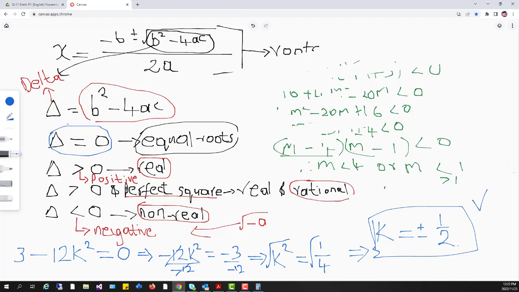All right, so that's the conditions: when the roots are equal, delta is 0; real, it's greater than or equal to 0; or less than 0, that's non-real. Okay, so that is it for the nature of roots.